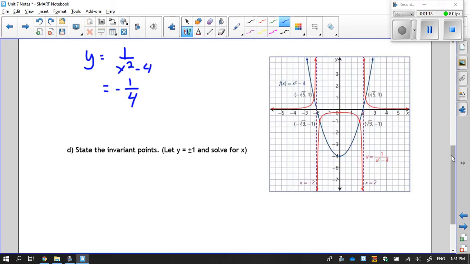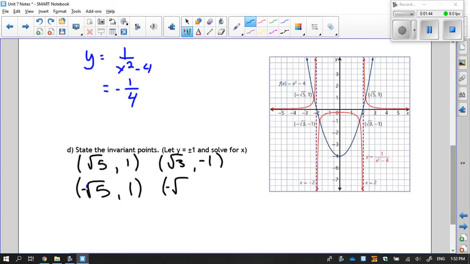were dealing with small values, because our invariant points are 1 comma plus root 5, 1 comma, sorry, that should not be 1 comma. That should be root 5 comma 1 and negative root 5 comma 1. Then we also have root 3 comma negative 1 and negative root 3 comma negative 1. So I have this pre-done up because it is easier to see.